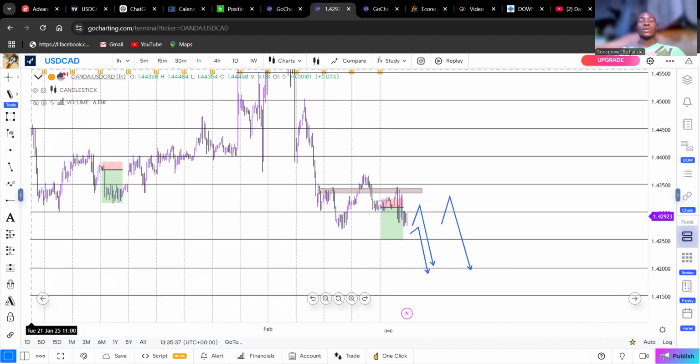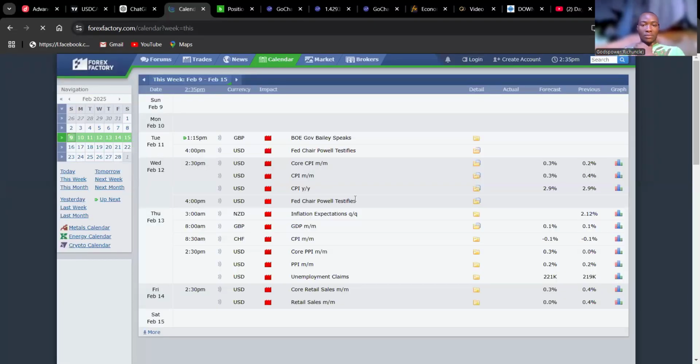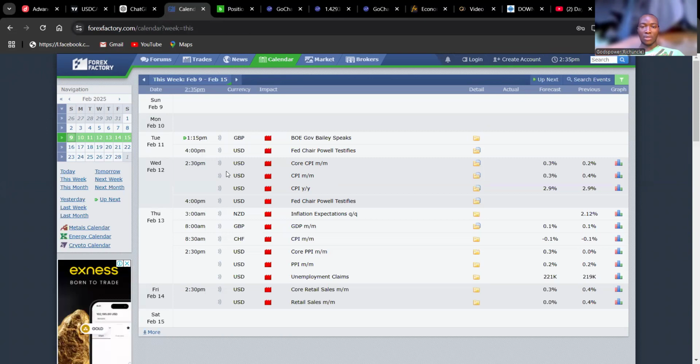But on Wednesday we should be having CPI news. Let me see. Yes, the core price index. We should be having CPI on Wednesday, 2:30 p.m. So basically, we should be having more consolidation before CPI, or the market should be buying, then CPI is going to make it sell.